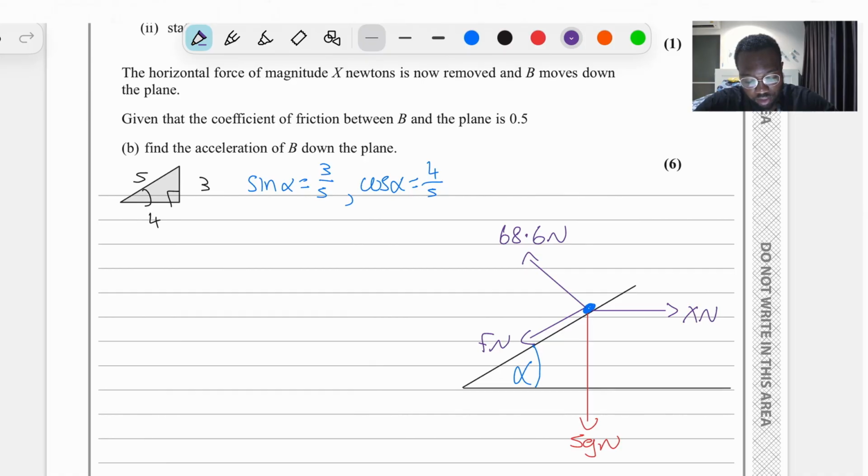What we're going to consider is forces in the going up the plane direction. So I guess you can think of it as the northeast direction. That's what we're going to think of first. So we have three forces acting in that direction. We have the X, the F, and the 5G.